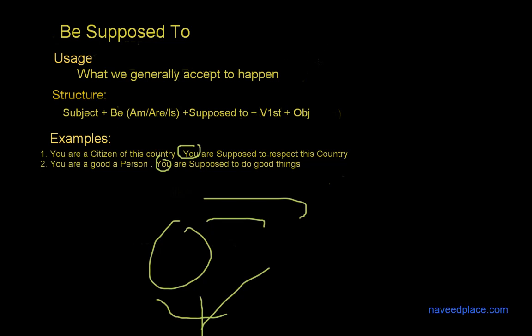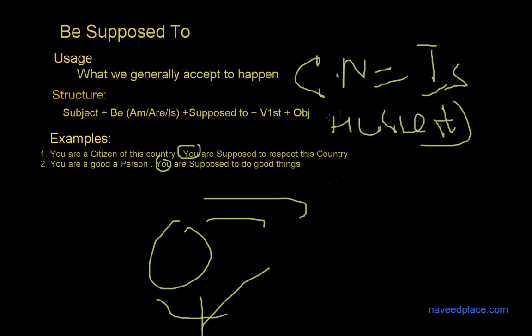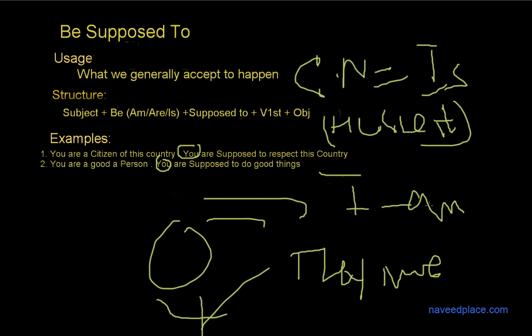If our subject is singular, what will we use? We will use is. If our subject is singular, meaning he, she, it, definitely these are called singular, we will use is. If our subject is plural, for example they, we, ADB, we use are. And definitely if our subject is I, we will use am. Getting me? So here you can see that this is plural, that's why we use are. Getting me? And definitely we use supposed to, and definitely we use the first form of the verb.